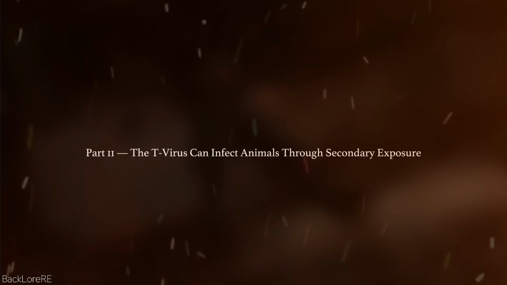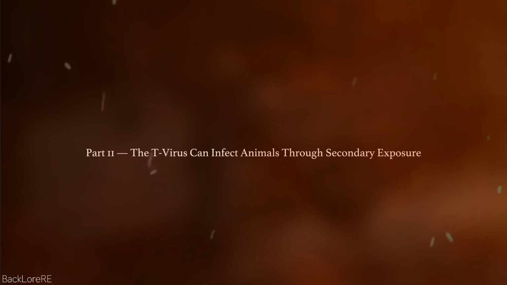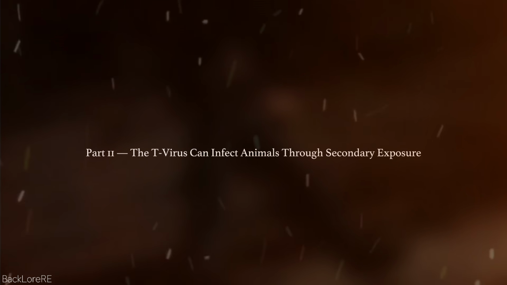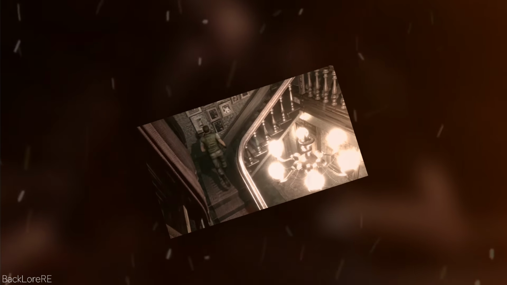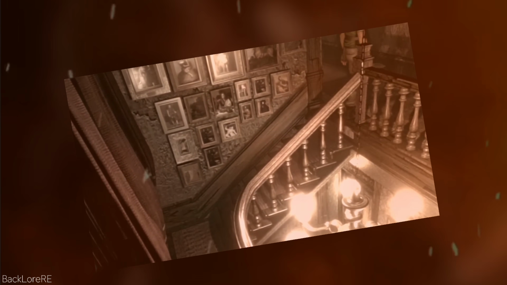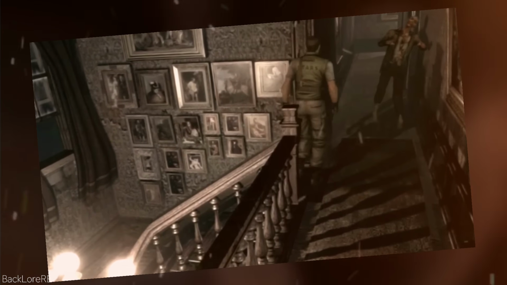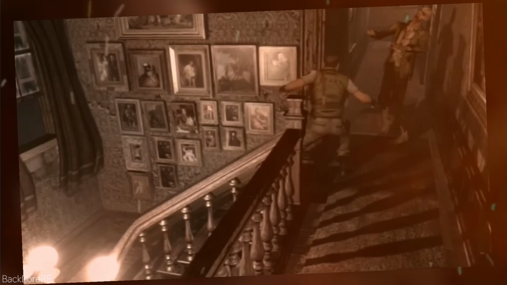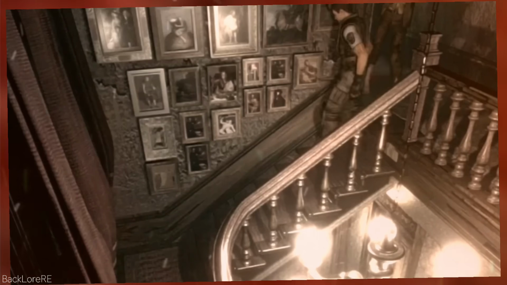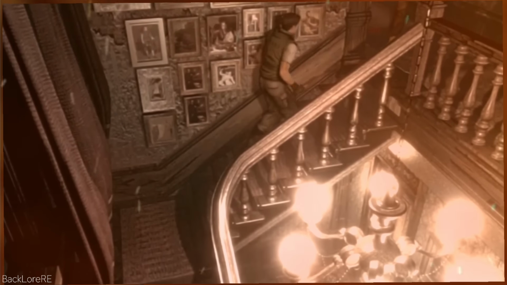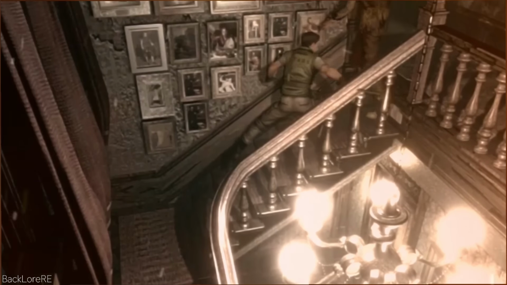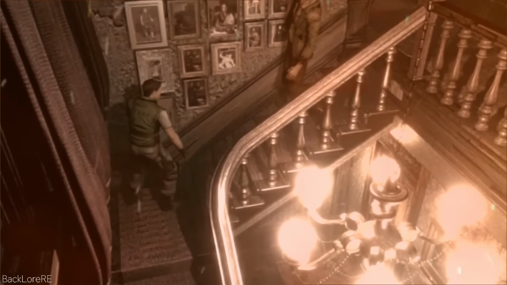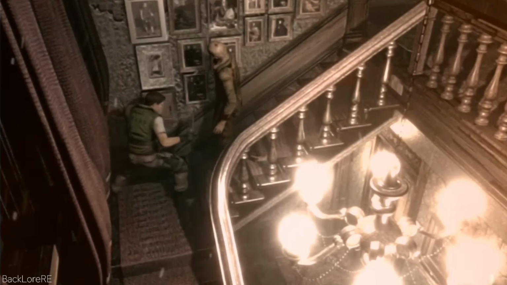Part 11. The T-virus can infect animals through secondary exposure. Not every infected animal in this franchise resulted from a deliberate injection carried out inside an Umbrella laboratory. Secondary exposure accounts for a significant share of the infected wildlife that shows up throughout the series. Animals contracting the virus simply by interacting with an environment or a food source already contaminated by it.